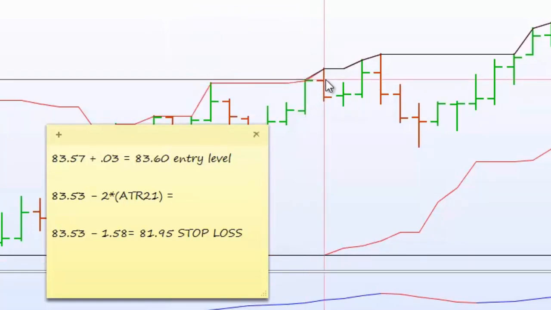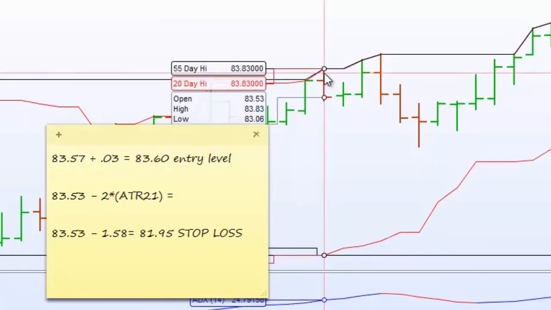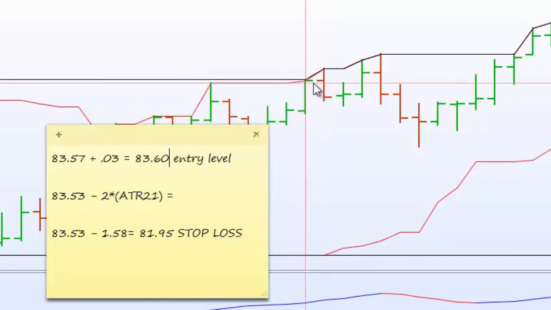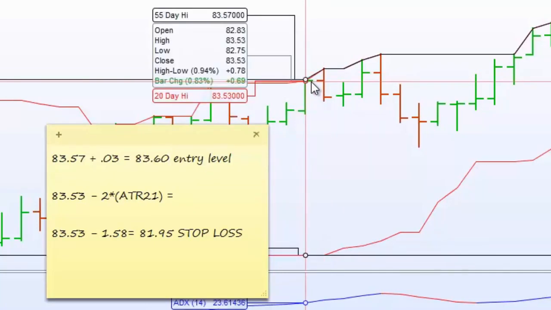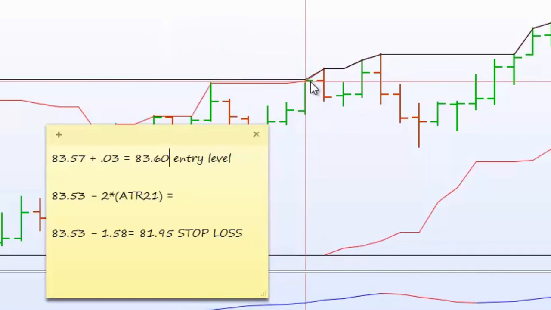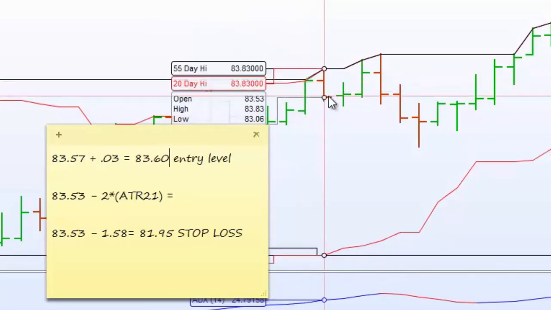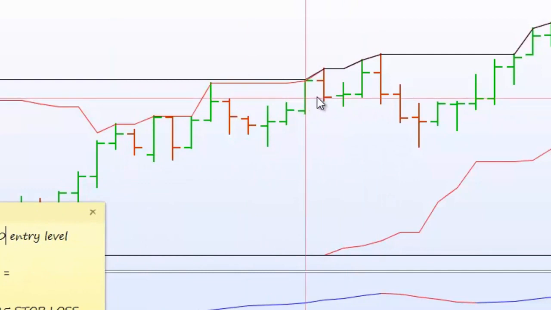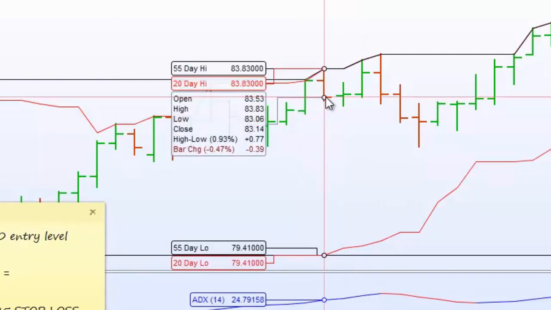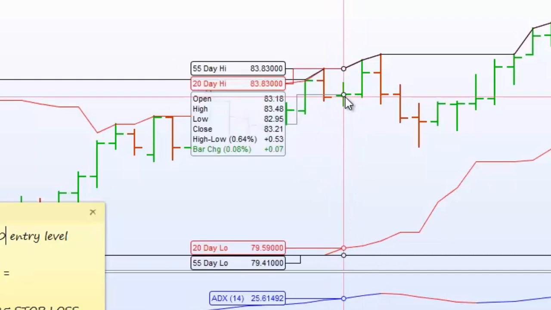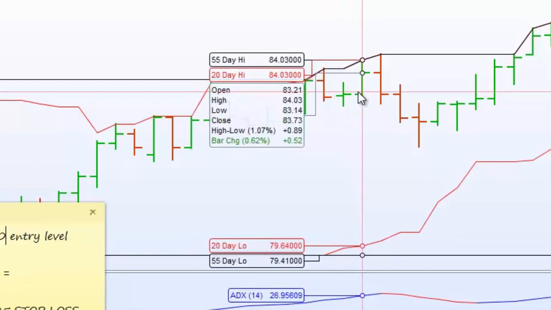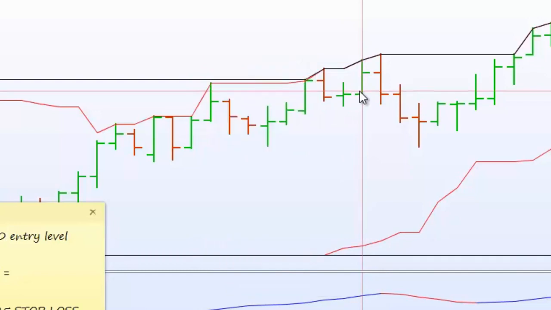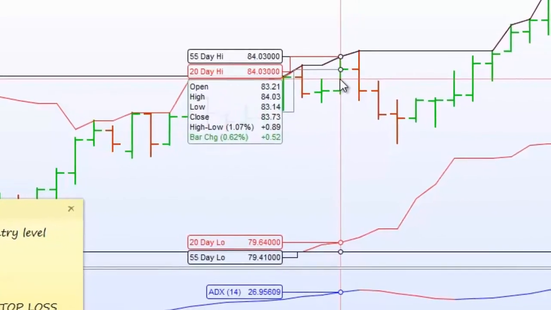Now the market breaks out and we do nothing. We leave our stop loss where it is. We're now in the trade on this day. And the next day that we adjust this is when we have a higher high, a new higher close. So this close is 83.53. This close is 83.14. This close is 83.21. This close is 83.73. So we have a new high close on this day. So on this day, we will adjust our stop again.